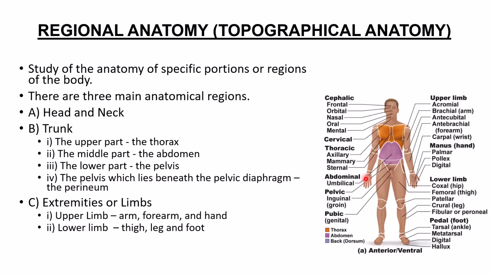We have two extremities, which are upper, and two which are lower. The extremities are also named as limbs. In the upper limb, we have arm, forearm, and hand. In the lower limb, we have thigh, leg, and foot. So these are the regions.